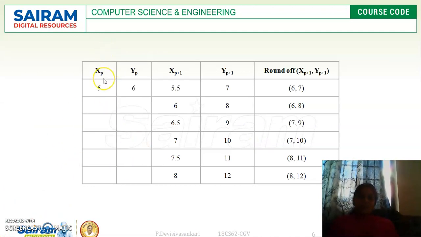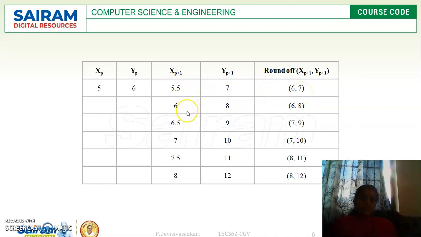The first step of our algorithm is we have to keep the xp value and yp value, and xp plus 1 and yp plus 1. So by using case 3, we are getting 5.5 as the xp plus 1 value, and the new y value is 7. So we have to do the round off function. So after rounding off, we are getting 6, 7, right?